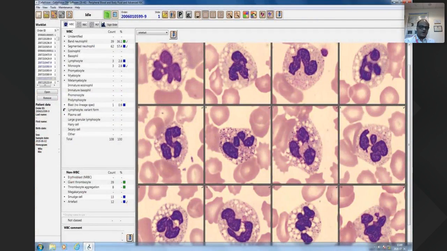Now, in the same case, what we saw was these beautiful vacuolations in the neutrophils, which are classical of the COVID cases itself. These vacuolations are basically because of some bacterial infection or the sepsis itself.